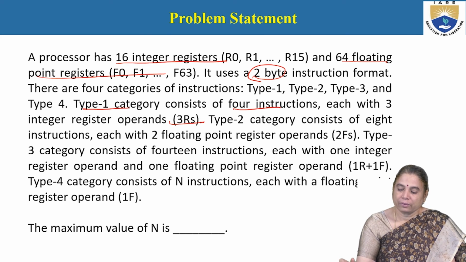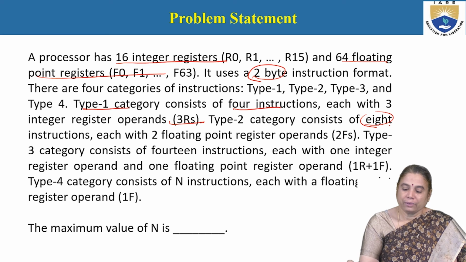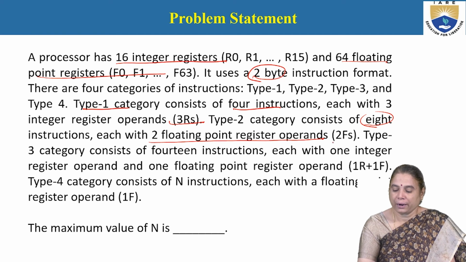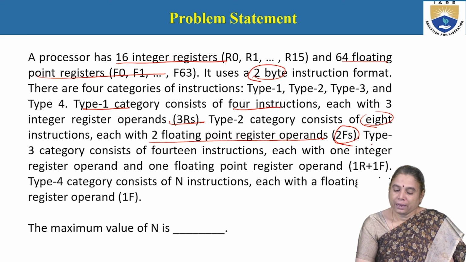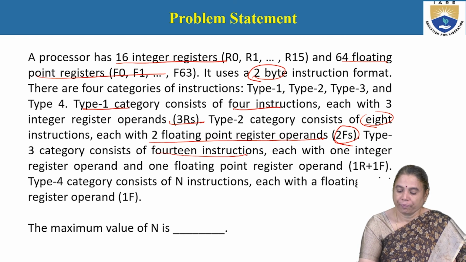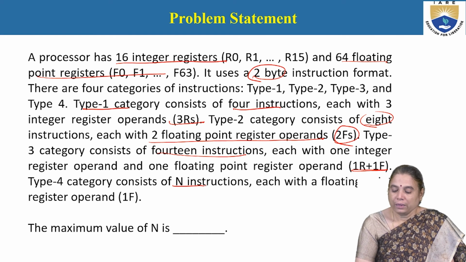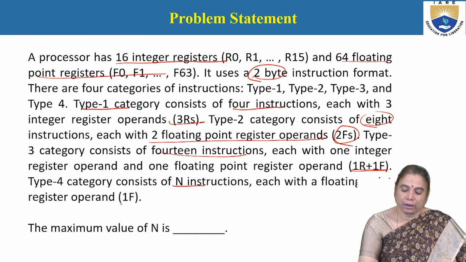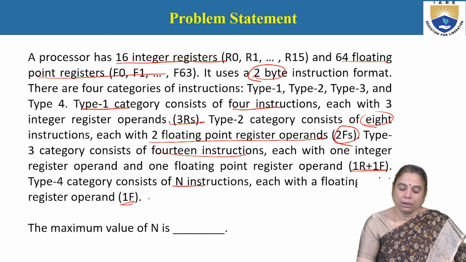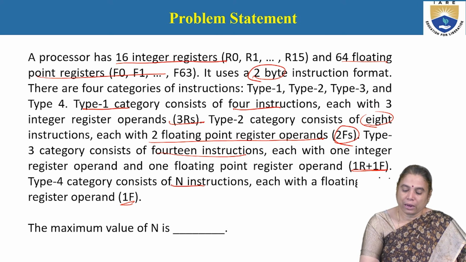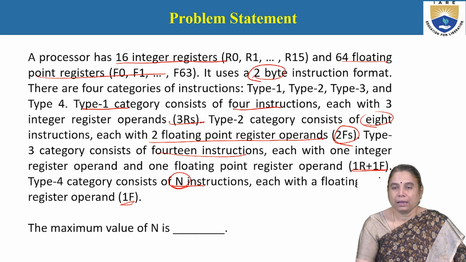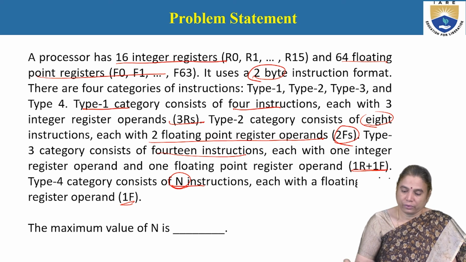Type 2 category consists of 8 instructions, each with 2 floating point register operands. Type 3 consists of 14 instructions, each with 1 integer and 1 floating point register operand. Type 4 category consists of n instructions, each with 1 floating point register operand. What is the maximum value of n? That means, what is the maximum number of type 4 instructions?